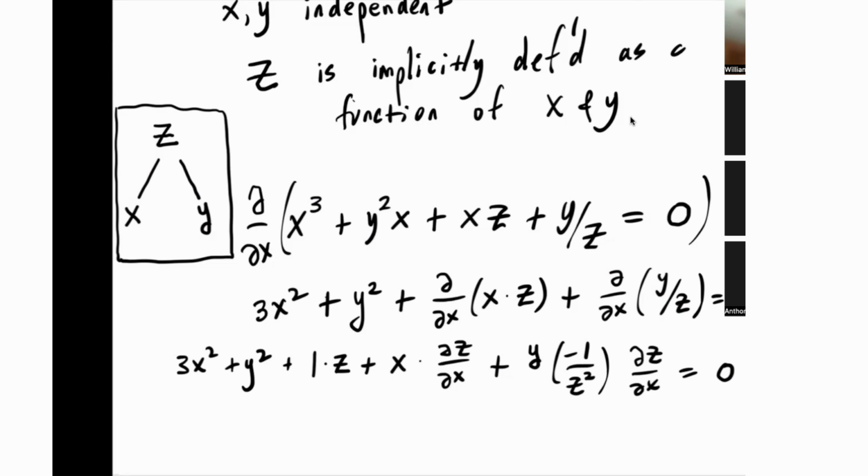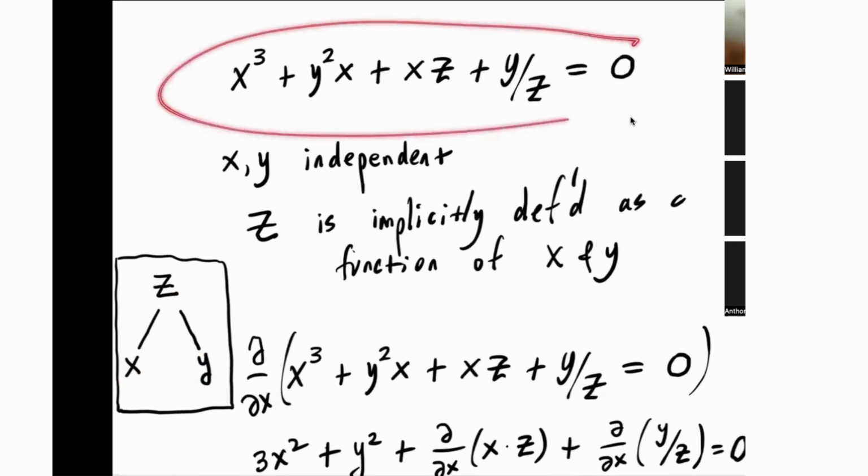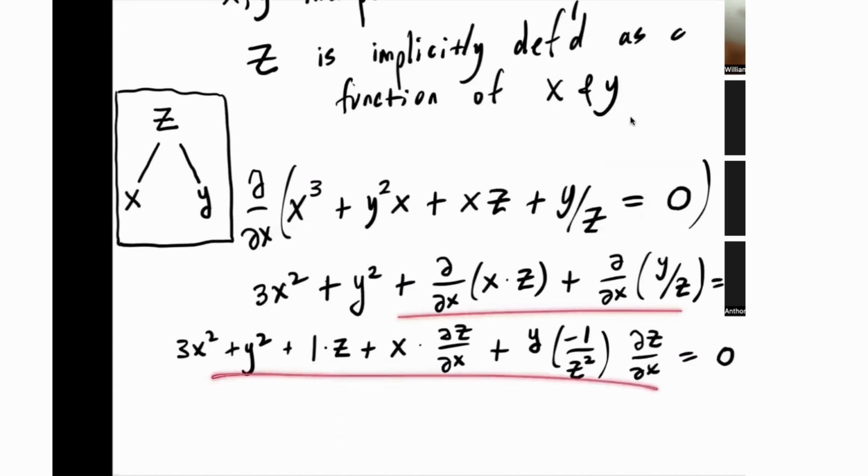Okay, and so that's probably the hardest part of this. I don't think it's that hard if you think about which variables depend on which other ones. But anyway, the basic strategy is just apply d by dx to this whole equation, calculate everything out.